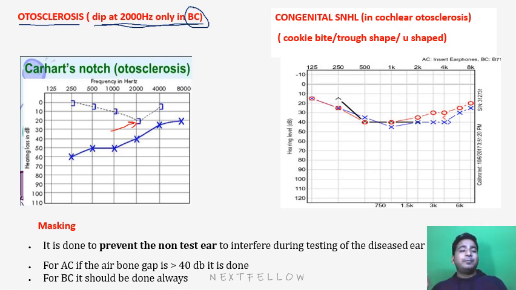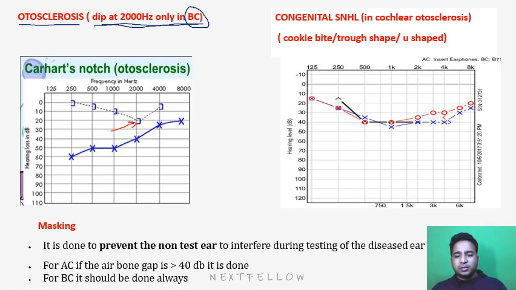Why does it happen? Because of the stapes bone, that is at 2000 Hz. We used to say it is the resonant frequency at which the maximum vibration of the stapes bone occurs. So that is 2000 Hz. Whenever a 2000 Hz sound is delivered to the patient, that is the resonant frequency for the stapes bone, and because of the otosclerosis, the patient can't perceive that frequency properly, leading to a dip at 2000 Hz.